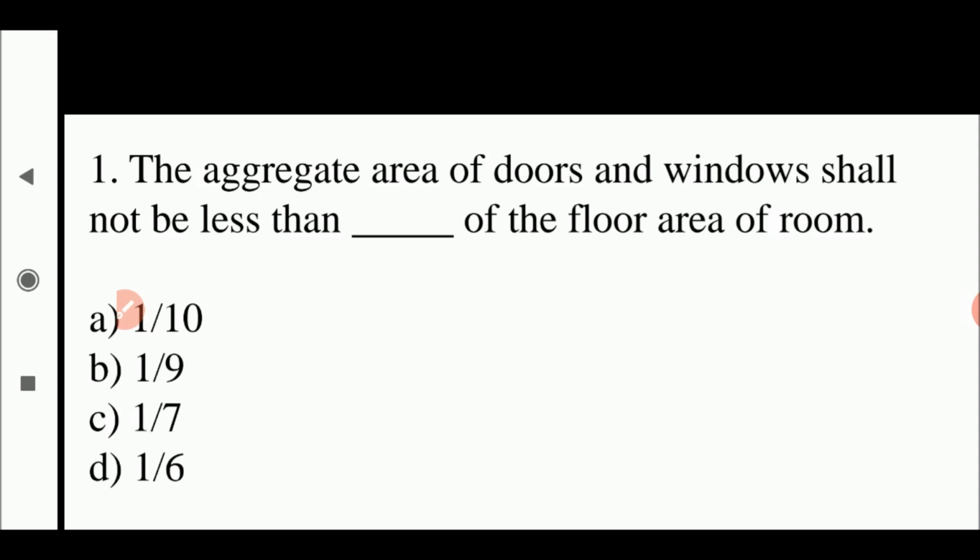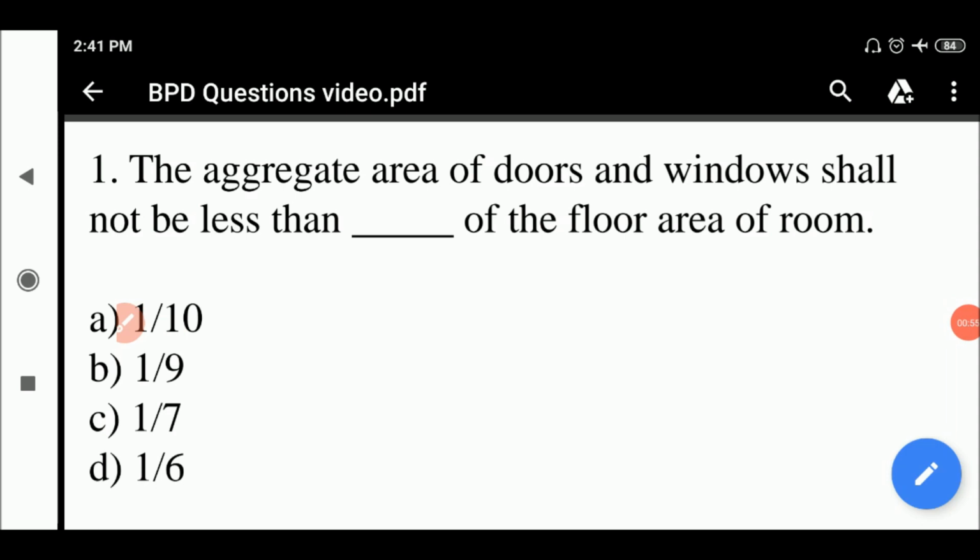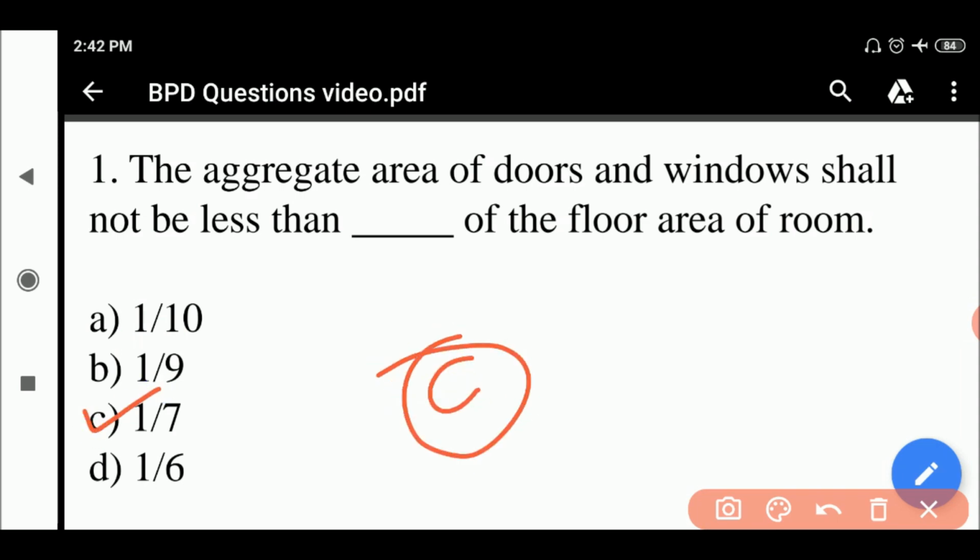As per the IS code, the area of such openings excluding the area of doors should be minimum 1/10 of the floor area for dry hot climate and minimum 1/6 of the area for wet hot climate. If we take the average of these both values, then we get the aggregate area of doors and windows, that is 1/7. So option C is the correct answer.